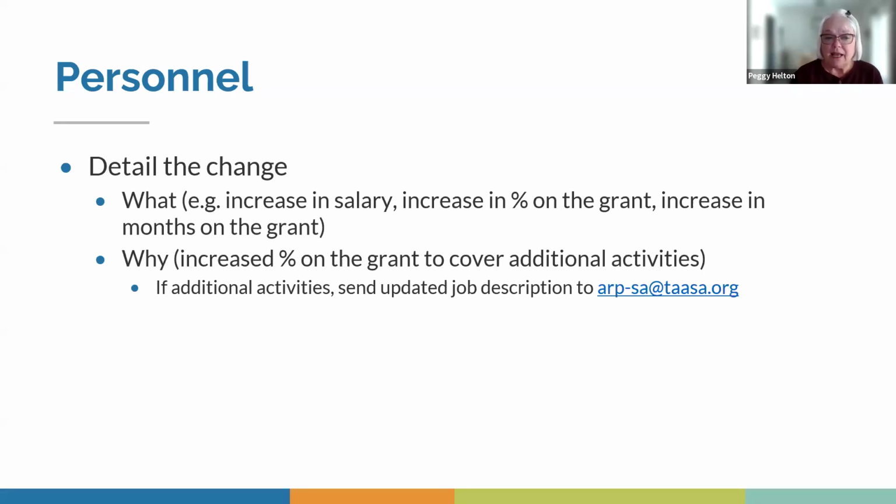And then why, especially if you increase the percent on the grant to cover additional activities, you want to talk about what the percent was. So let's say you're moving something from 20% to 30%. And then if you have additional activities on why you're increasing that time on the grant, then you need to send us an updated job description, and you can send it to the ARP-SA at TASA.org.